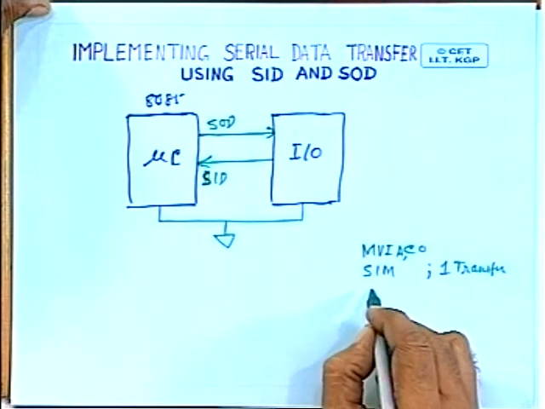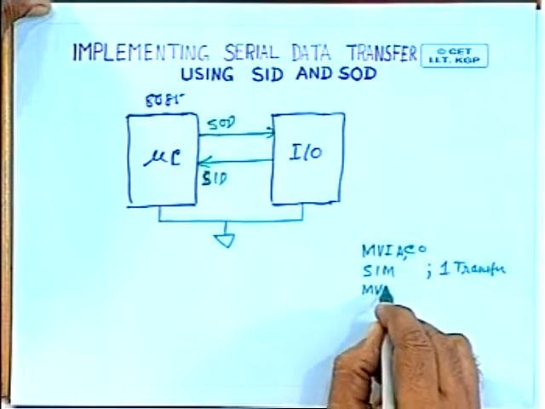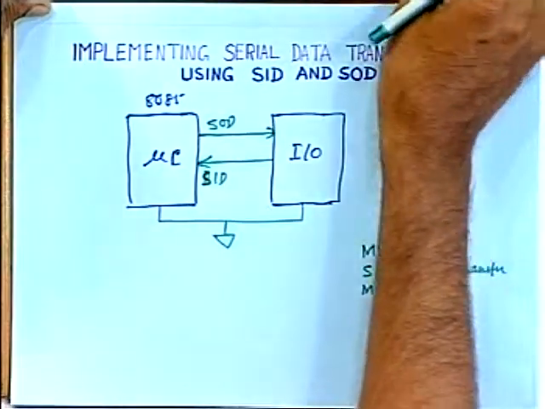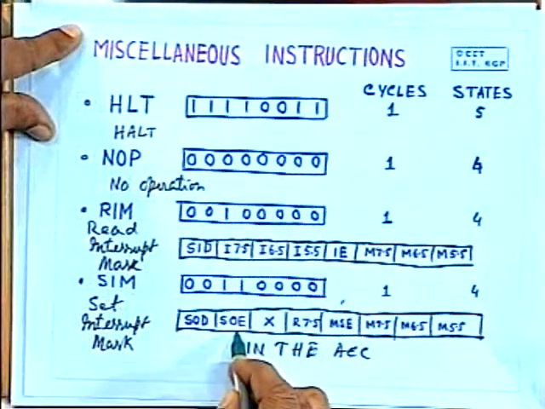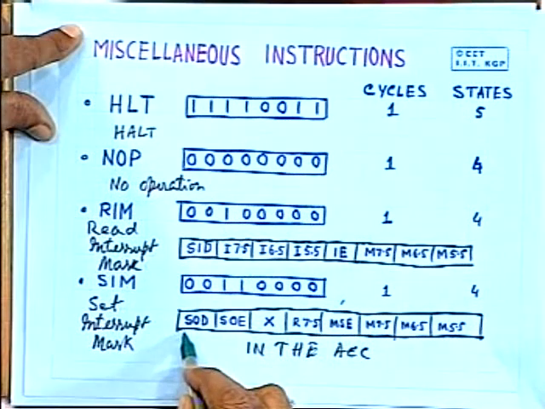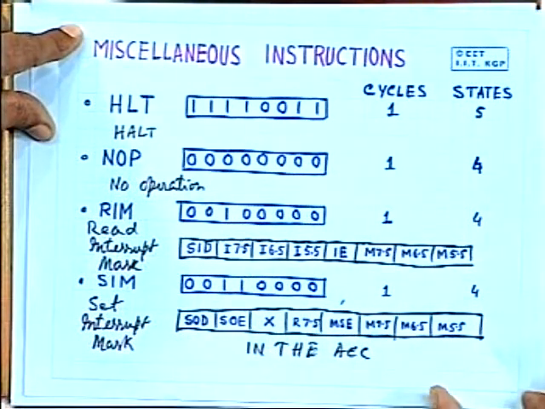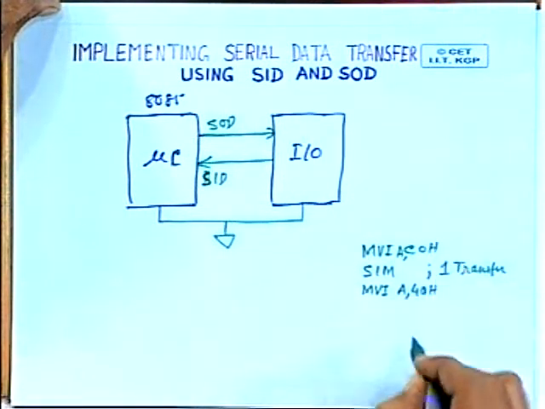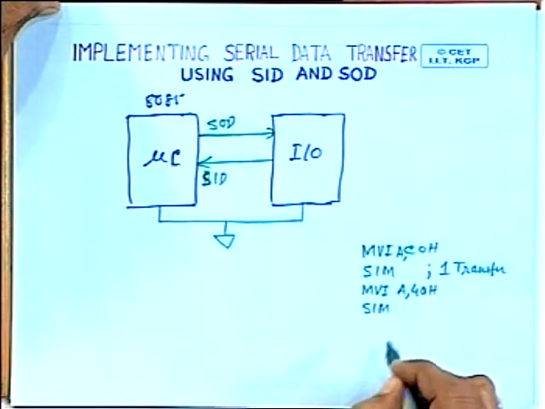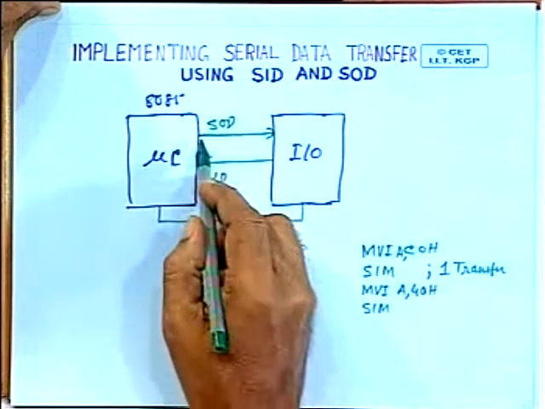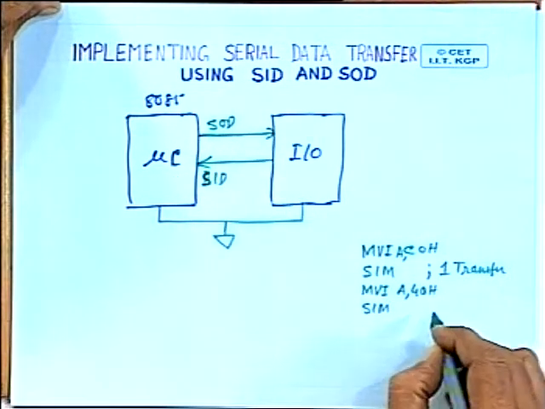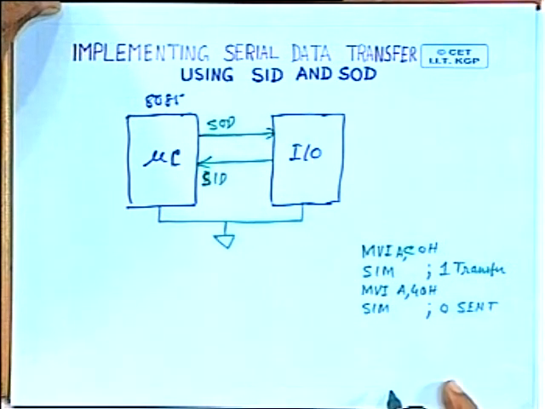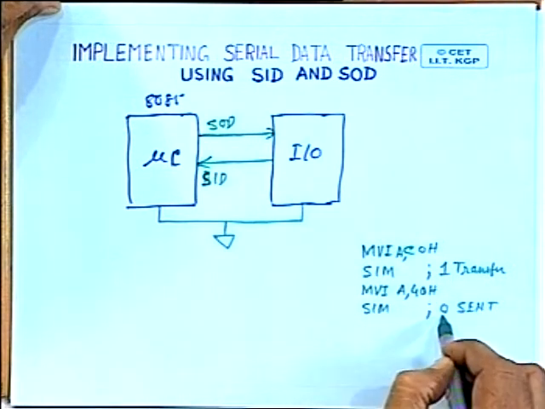On the other hand, if you write MVI A, 40, that means this bit is 0 and this bit is 1. You are enabling this bit. So if you are writing 0 1 0 0, that makes it 40 in hex, and then execute SIM. That means from the accumulator it will go to the SOD line. So that's how you can transfer 0. 0 is sent. So here you can send 1, you can send 0.